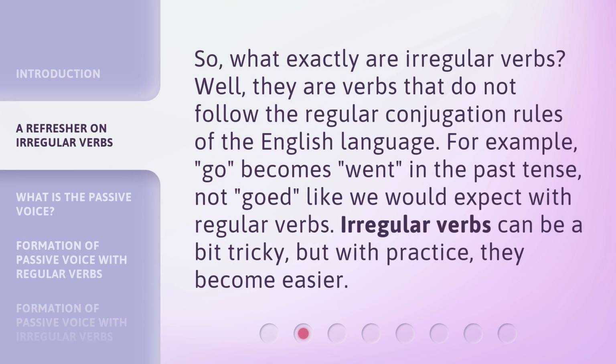So, what exactly are irregular verbs? Well, they are verbs that do not follow the regular conjugation rules of the English language. For example, go becomes went in the past tense, not goed, like we would expect with regular verbs. Irregular verbs can be a bit tricky, but with practice, they become easier.